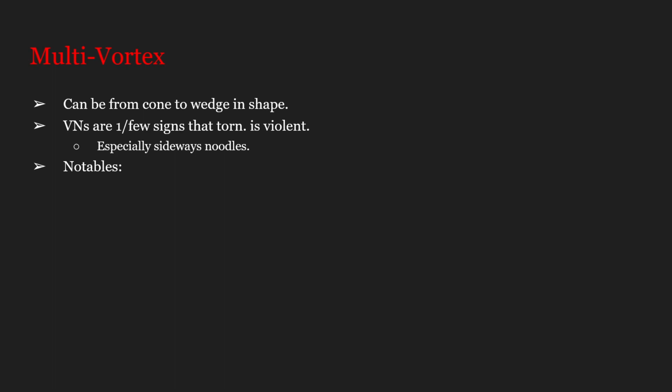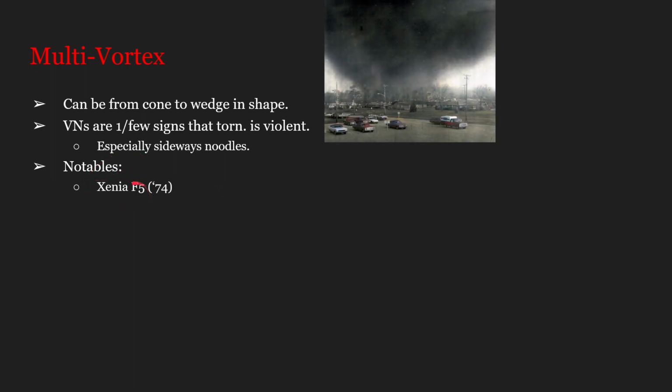Some notables of either purely multi-vortex tornadoes or vorticity noodle producers are the Xenia, Ohio F5 from the 74 Super Outbreak. This tornado is purely made up of multiple vortices, and is seen here looking very, very diffuse. And that is because within this broad debris cloud and overall condensation funnel, there are multiple vortices in here.